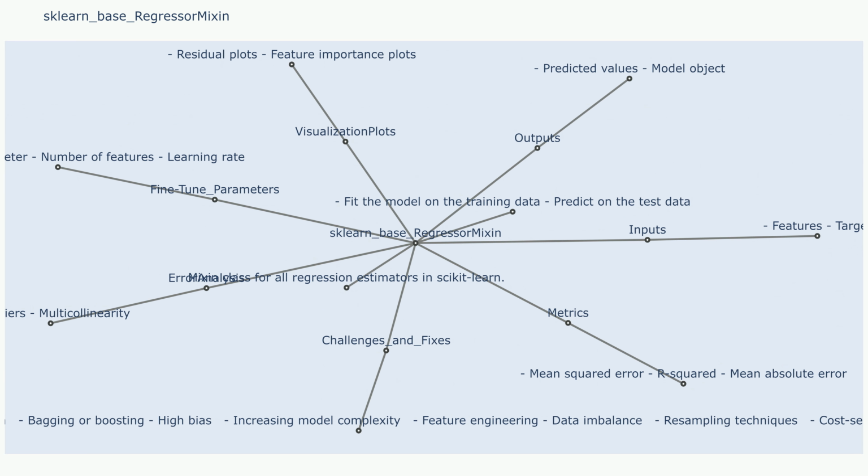Challenge 4. Multicollinearity. High correlation between features can make it difficult for the model to determine the individual effects of each feature. Sample use case that resulted in challenge 4: two features that measure similar aspects of the data may be highly correlated.